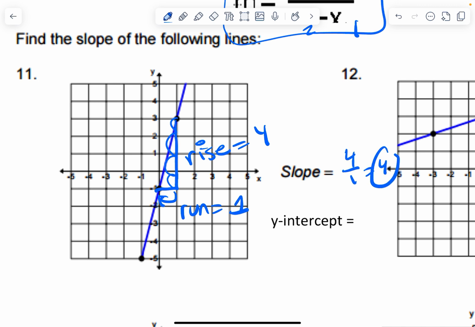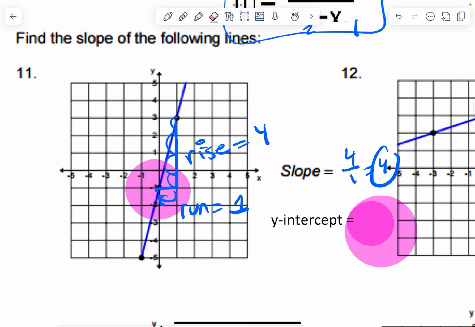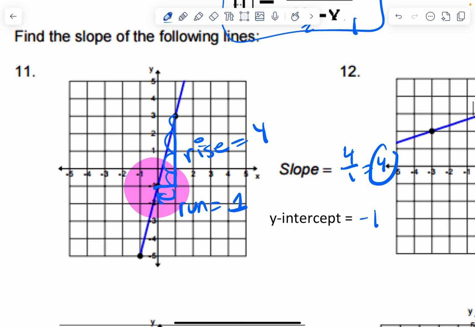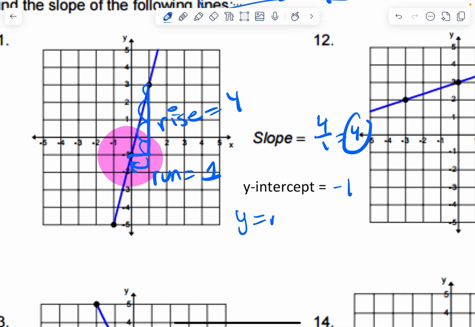Now I have to find my y-intercept. So remember, that's where it crosses my y-axis. That's right here. Let me erase that so you can see that with me. That's going to be right at -1. To write the equation of my line, it's in the form y equals mx plus b. So m is my slope, b is my y-intercept. So I'm going to write y equals 4x minus 1.